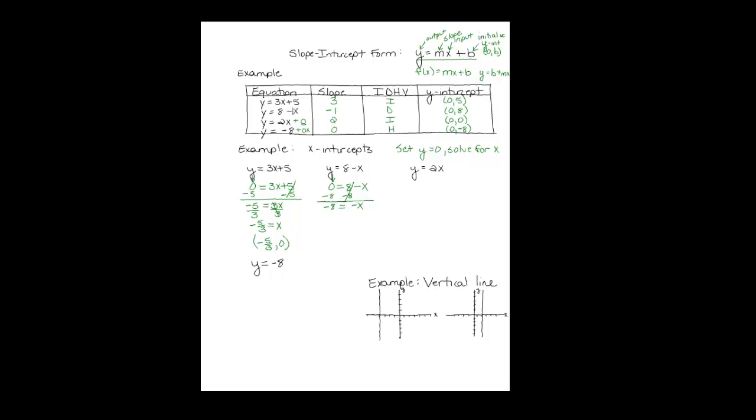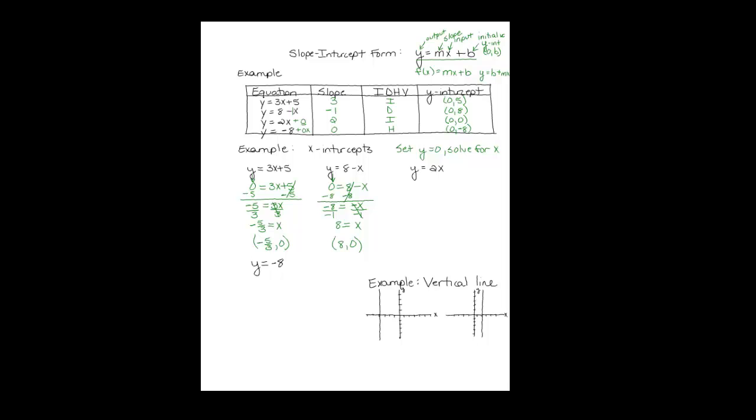There's negative x. Now we need to get rid of this negative sign, so I'm going to divide both sides by a negative 1. Negative 8 divided by a negative 1 is a positive 8 equals just x. So our x-intercept is the ordered pair 8, 0.